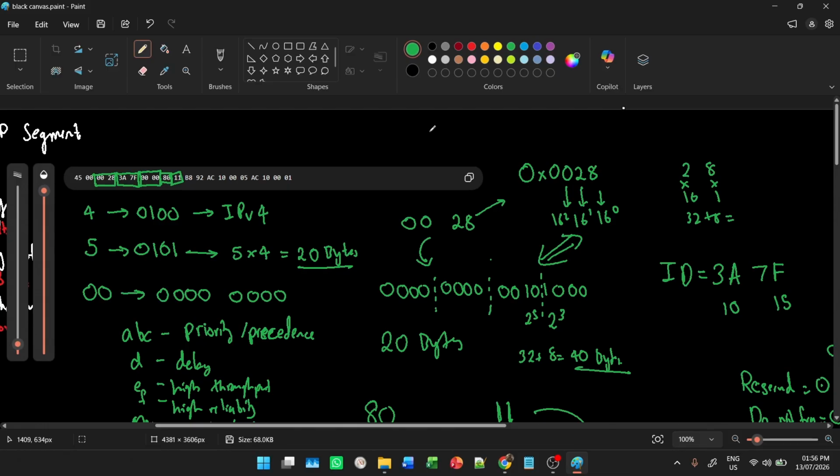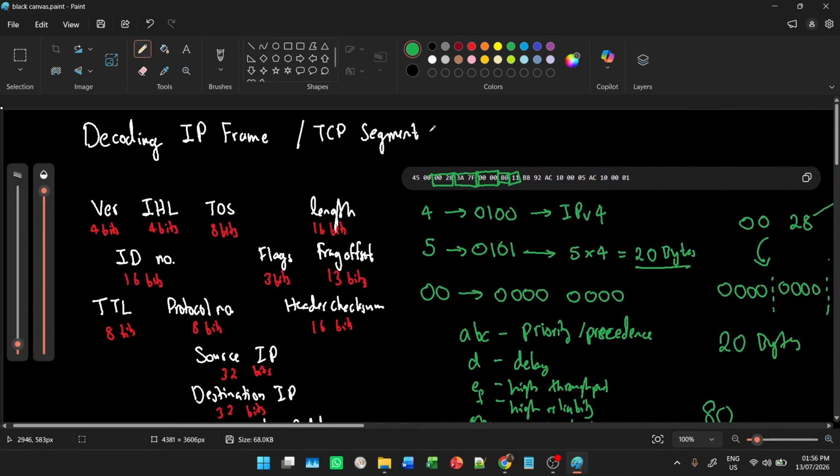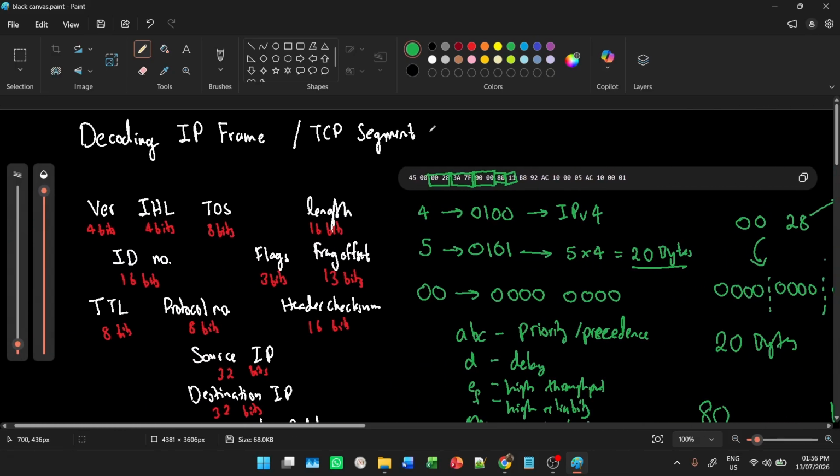Next we finally have the header checksum, which is B892. The header checksum is usually always in hexadecimal, so unless they ask you to change it, do not change it, keep it as it is. Finally we have the source IP address and destination IP address.